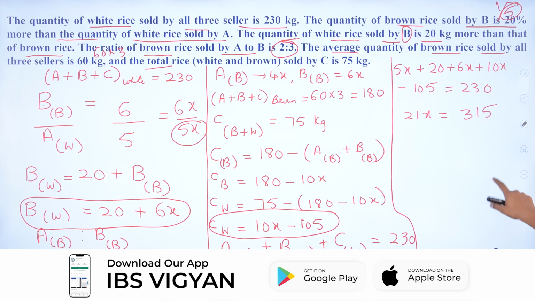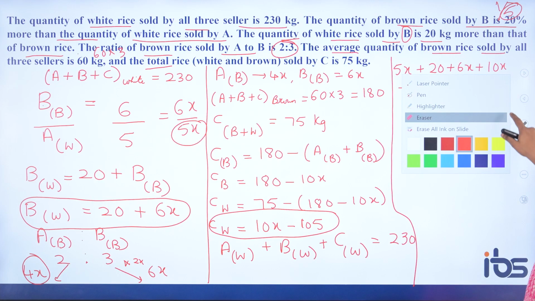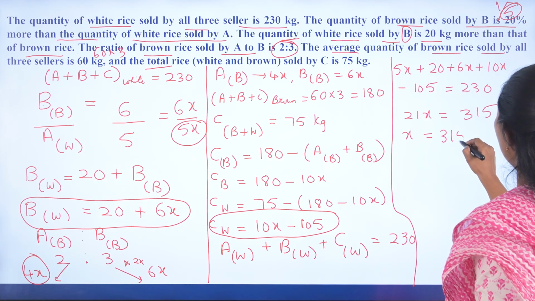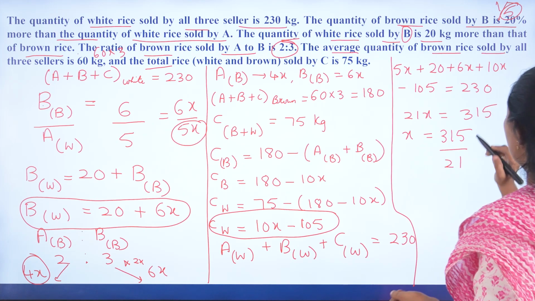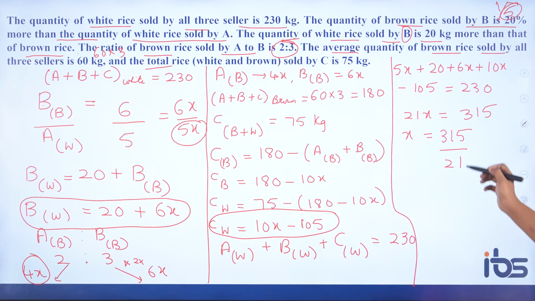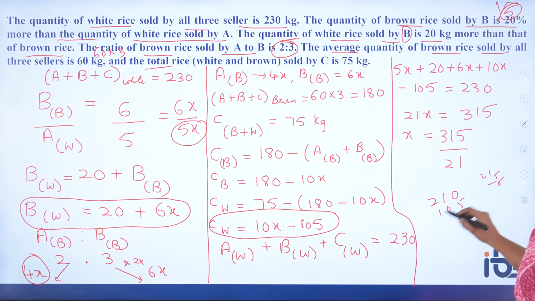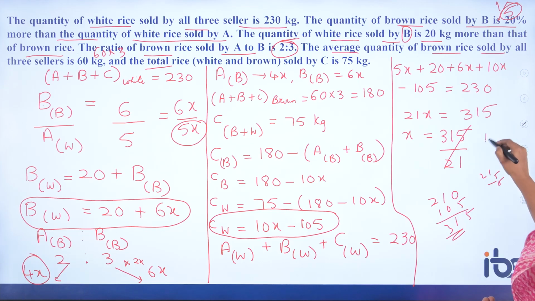After getting the value of X you can find out all these. So the value of X is 315 by 21. 21 into 15 means 210, 21 into 5 is 105, so 315, so 15 times. So the X value is 15.